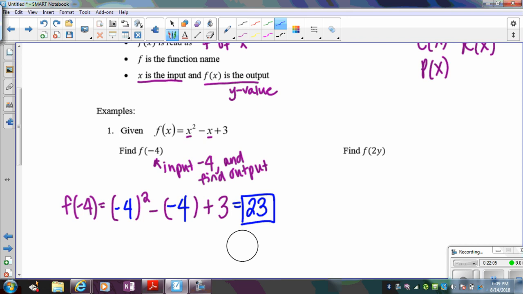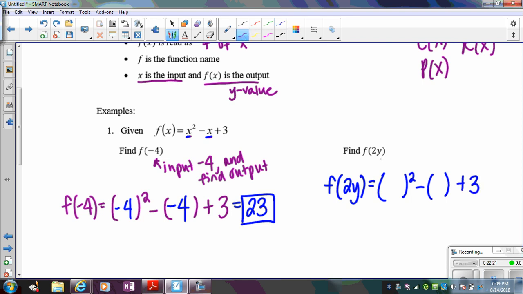If you look at the next one, now you have a 2y. So I'm going to do the exact same thing. So f of 2y just means when I go to write this again, it's going to be x squared minus x plus 3. Now I'm going to replace x with my input. So 2y goes into the parentheses, and then we have to evaluate this. So 2y squared is really 2 squared, so 4y squared, minus 2y plus 3. I don't have any like terms, so that's really as far as I can go with it. So I'm just going to leave it like that.